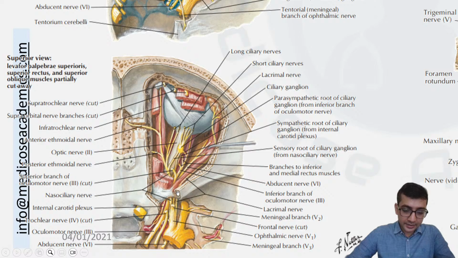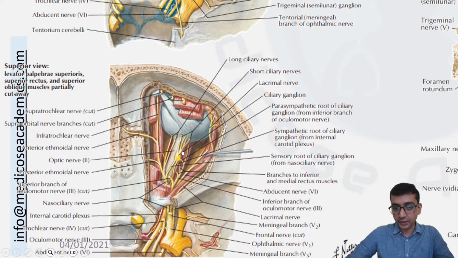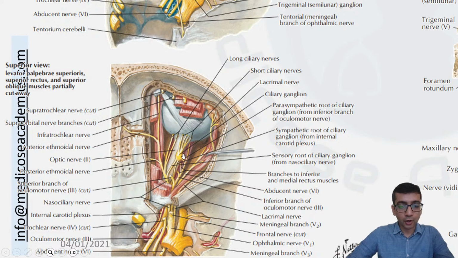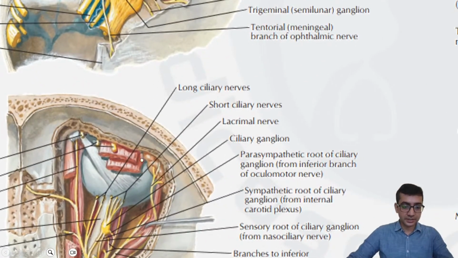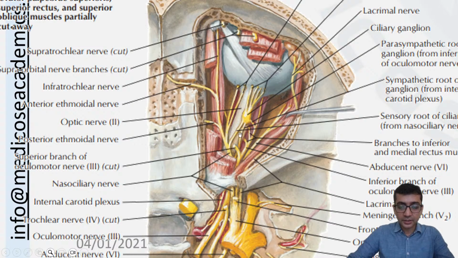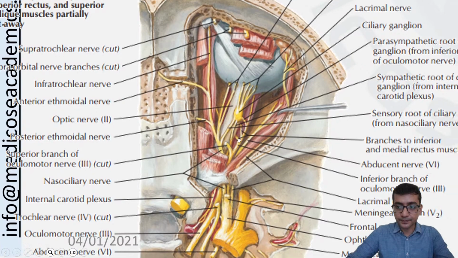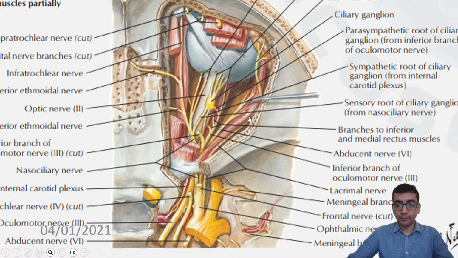Nasociliary nerve, when it enters the orbit, it comes to lie on the top of the optic nerve. If you can see, just supralateral to the optic nerve, here there is the presence of the ciliary ganglion. This is the point where the parasympathetic fibers will relay before going to the eye. So there are branches that go from the nasociliary nerve to the ciliary ganglion.